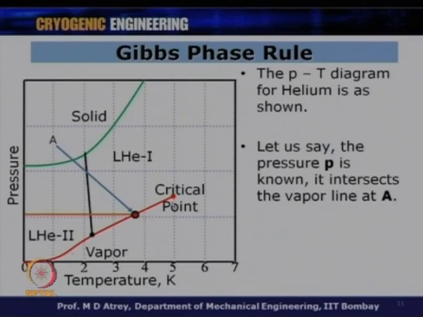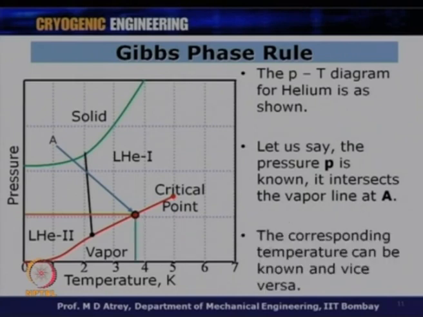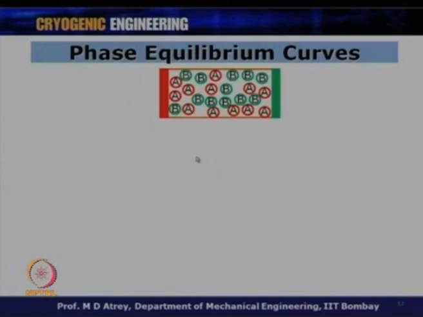So, if I know the vapor pressure curve, because this is a known characteristic of helium, then as soon as I know one property, maybe pressure or maybe temperature, I can locate this point A. Let us say the pressure P is known, it intersects the vapor line at A. The corresponding temperature can be known immediately, and that means I can calculate all the values associated with this point A. This means I should know only 1 degree of freedom or one intensive property, maybe pressure or temperature, in order to locate this point A in this phase diagram. Why? Because there are two phases which are in thermal equilibrium with each other and only one component. So, this gives me the second part now.